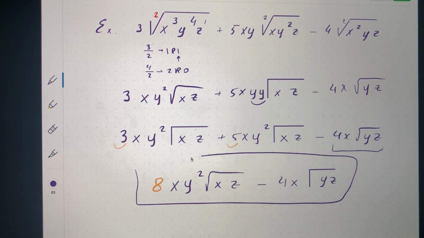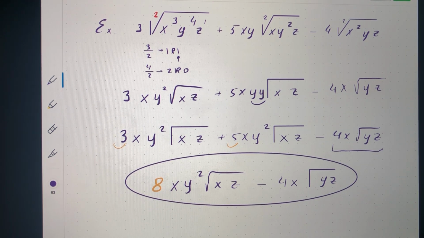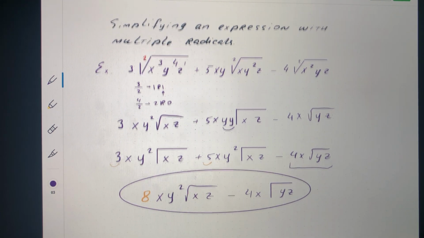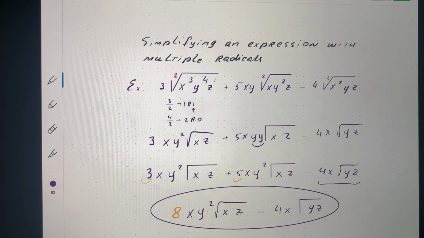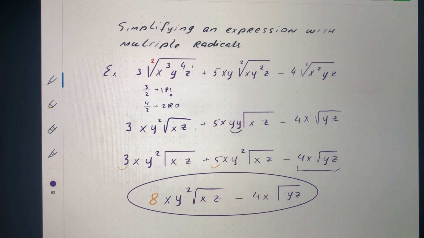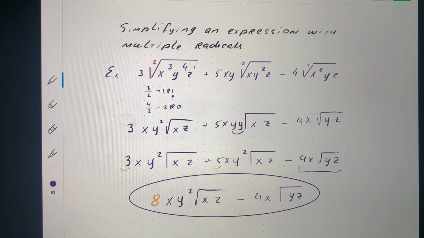This is the end of the example. And that's it for how to work with multiple radicals. We simplify each one the most we can, and then we look to see which ones are like terms, and we combine them. And that's all there is to it.